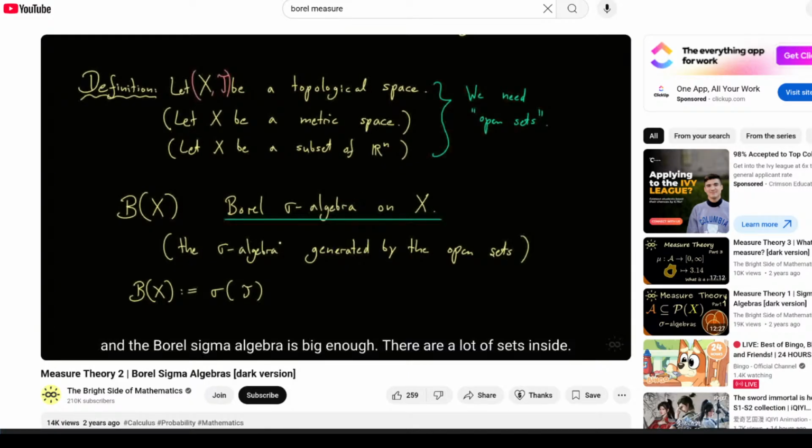And the Borel sigma algebra is big enough, there are a lot of sets inside, and indeed all the sets we want to measure in the end are inside.